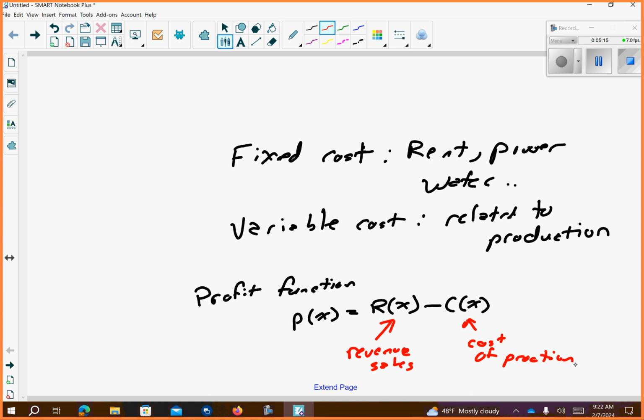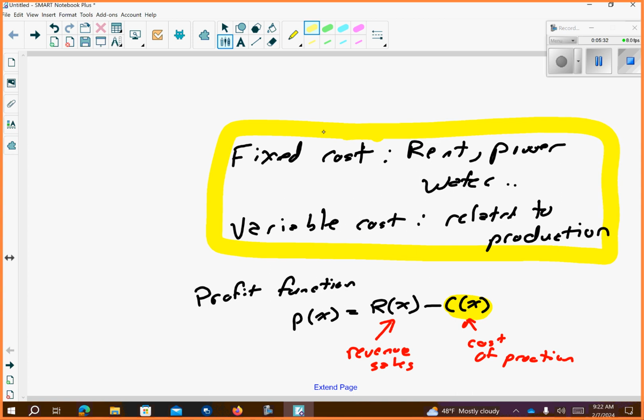So if you sold your stuff and wound up getting $1,000, but it cost you $100 to make, your profit's going to be $900. This C of X here includes these items as well, so just know that. MR is called marginal revenue; we'll talk about that. Marginal cost is MC. Marginal profit is MP.